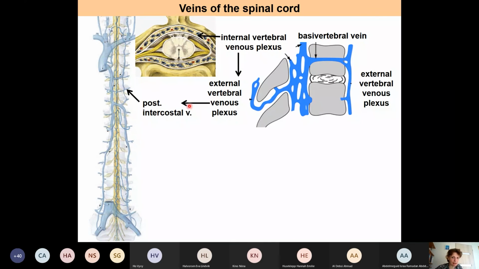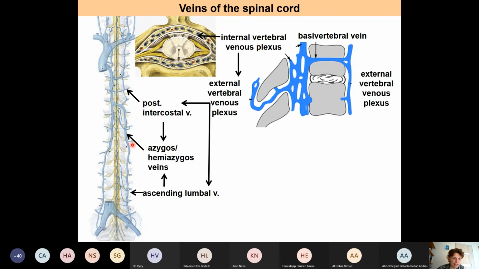But then the blood will flow toward the posterior intercostal veins in case of the thoracal segments, or in the abdominal part into the ascending lumbar vein, which is located directly next to the vertebral column. And the continuation of this ascending lumbar vein is the azygos and hemiazygos vein. So the blood will go in this direction, and the azygos vein then drains into the superior vena cava.